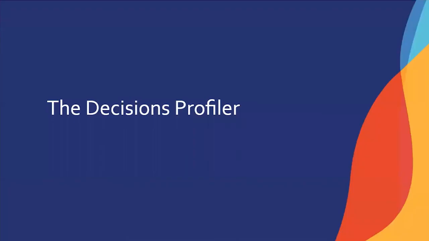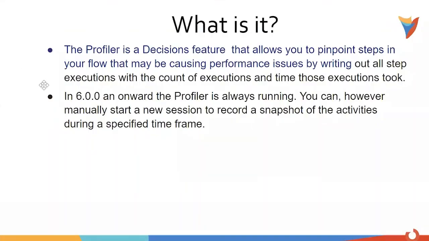With the help of the profiler, we can pinpoint steps in the flow that may be causing performance issues by writing out all the step executions with the count of executions and the time those executions took. From version 6 onwards, the profiler is always running. So even in version 8, the profiler is running by default. Before that, it was scheduled, but after version 6, it is running by default.